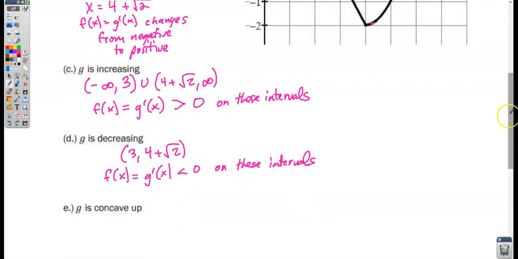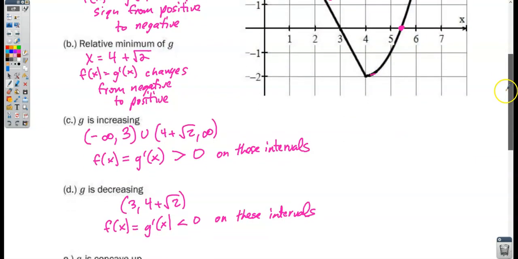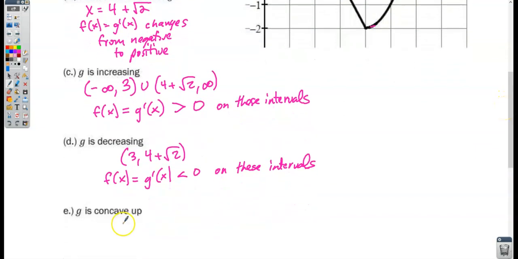All right, g is concave up. That means g double prime is greater than 0. So since we're looking at a graph of g prime, that means g double prime is represented by the slope of this graph. So we're looking for where the slope of this graph is positive. Here the slope of this graph is 0. Here it's negative. Starting right here, the slope is positive, positive, positive, positive, and then 0 again. And so from 4 to 6, the slope of this graph is positive.